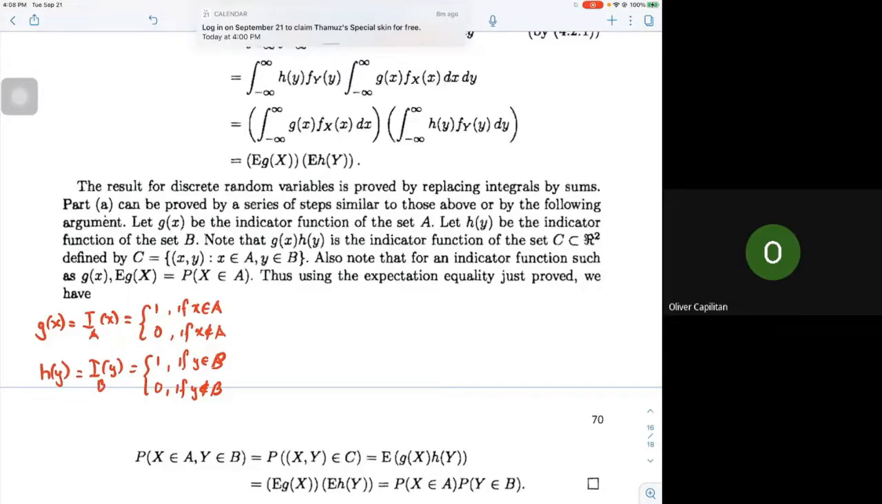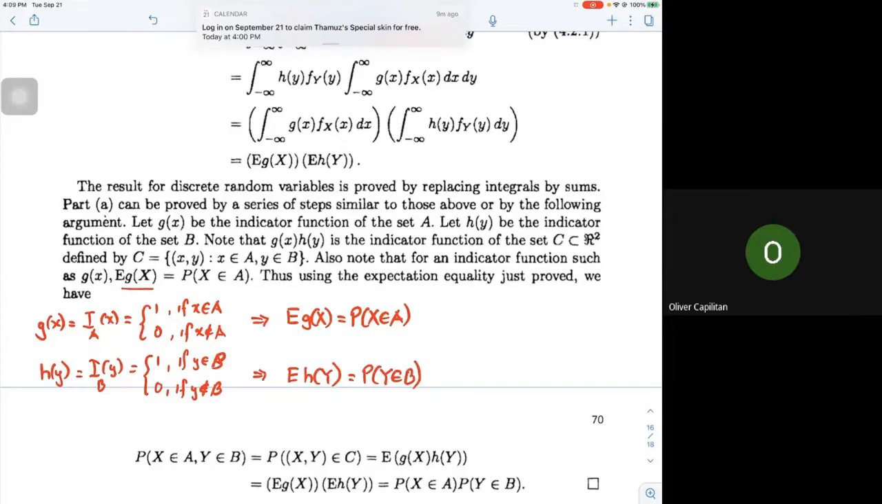Okay, so we have here a note telling us that the mean of g of x is equal to the probability that x is an element of A. So the implication here is that we have a note here. The mean of g of x here would be equal to the probability that x is an element of A. And then here, we have the mean of h of y, a random variable y, it's the probability that y is an element of B.